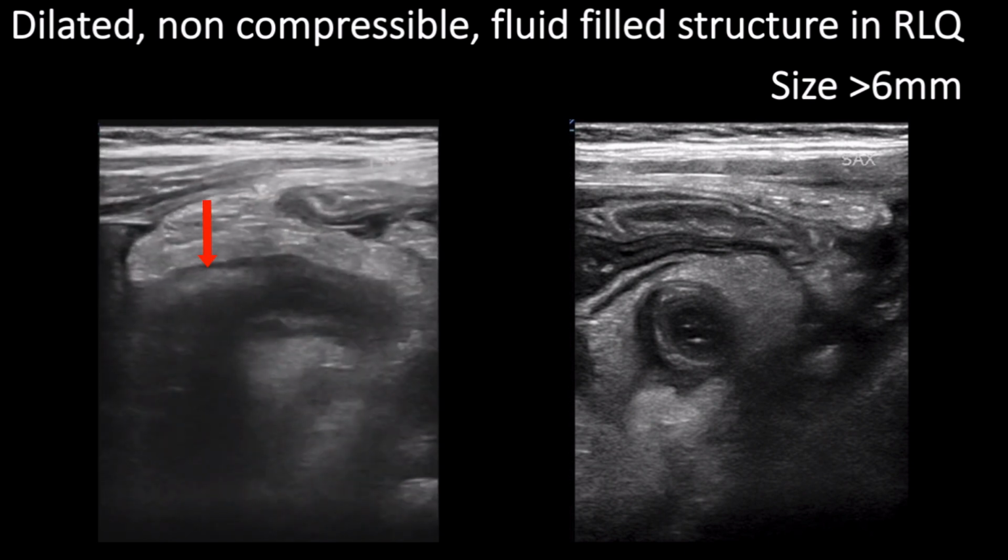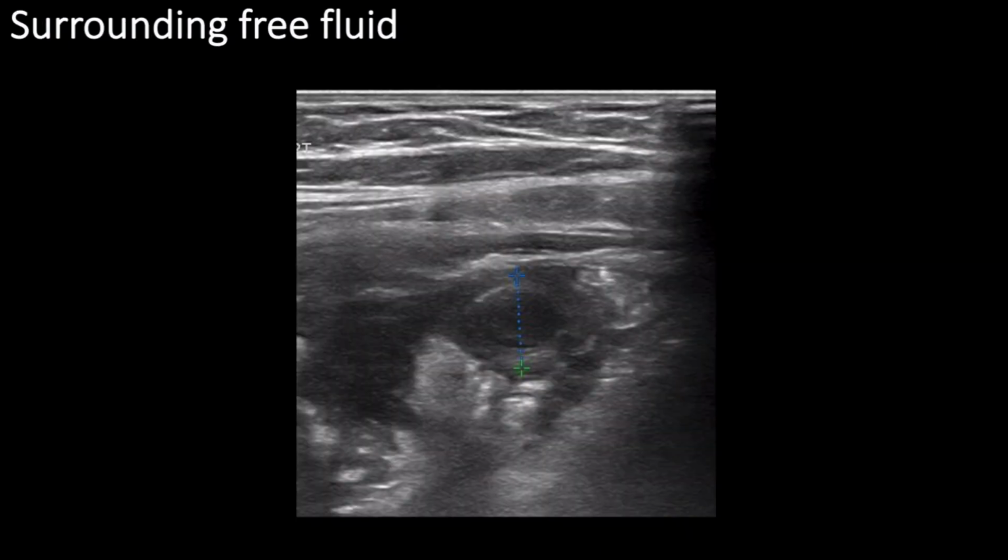The image on the left also displays an appendicolith, which I have marked for easy identification. While the previous slide describes the classic or primary findings of acute appendicitis, the next few slides show secondary findings which can often increase clinical suspicion.